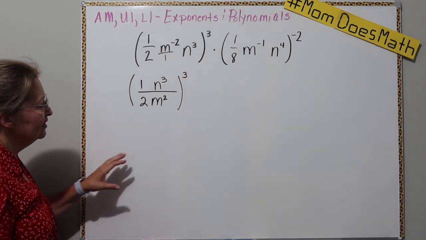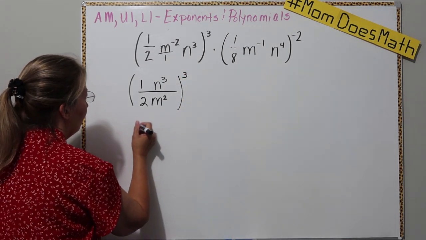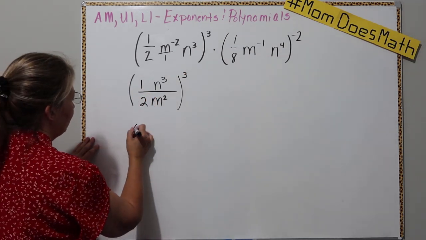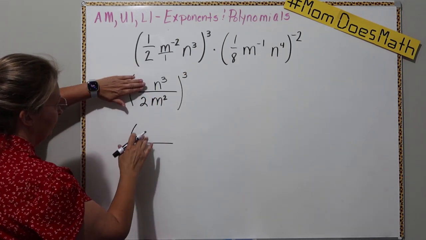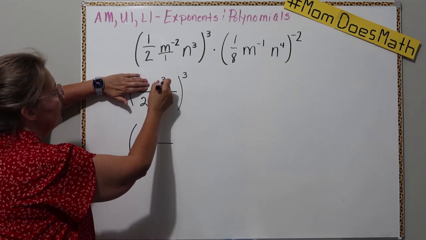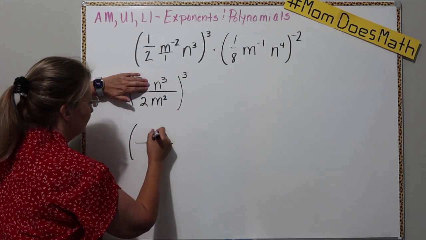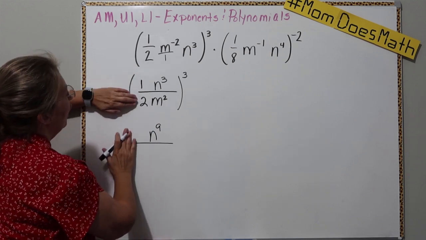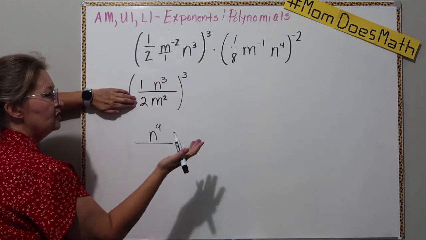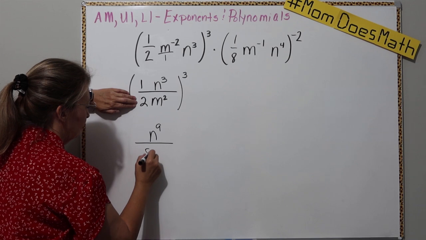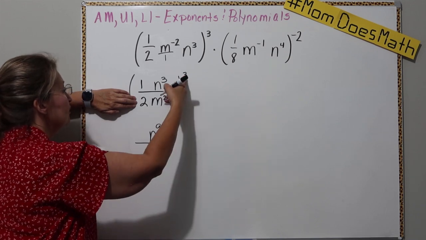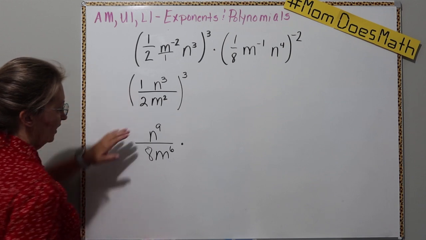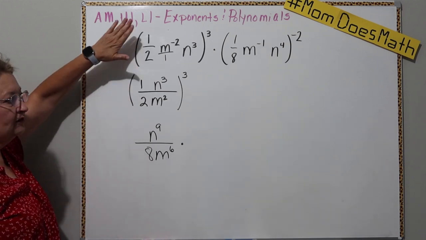So let's go ahead and simplify it down just a little bit more. 1 cubed is 1. And I don't really even need to put that anymore because it has something here. Now, n to the 3rd cubed is n to the 9th. Alright, 2 cubed, 2 times 2 is 4, times 2 is 8. And m squared cubed is m to the 6th. Okay, so that's the simplified version of this.